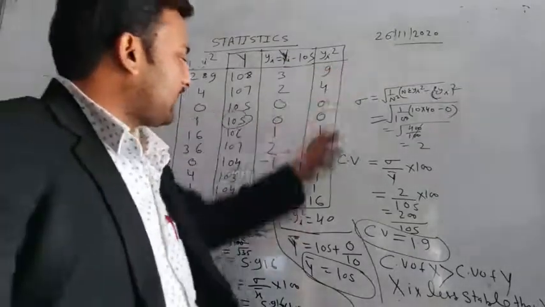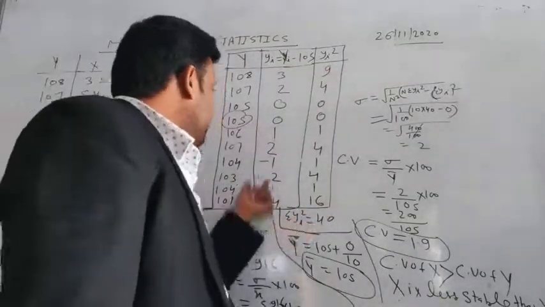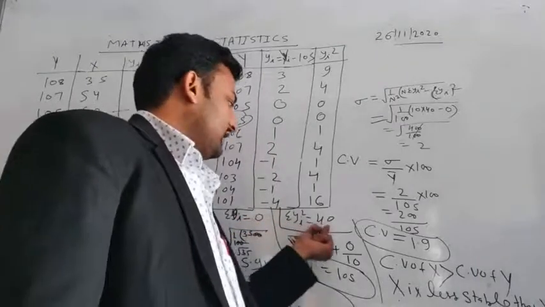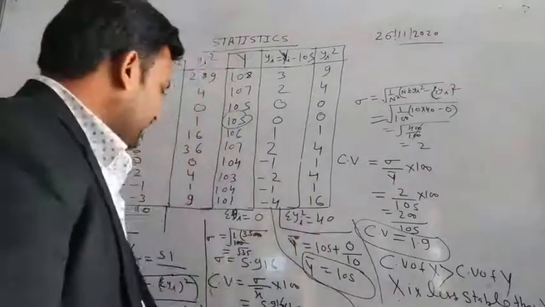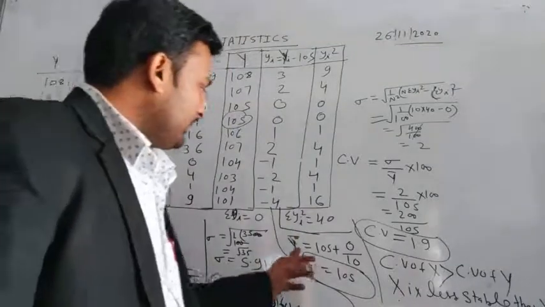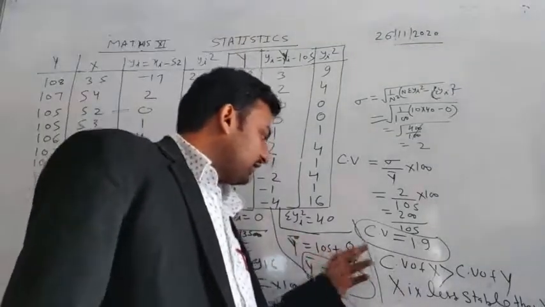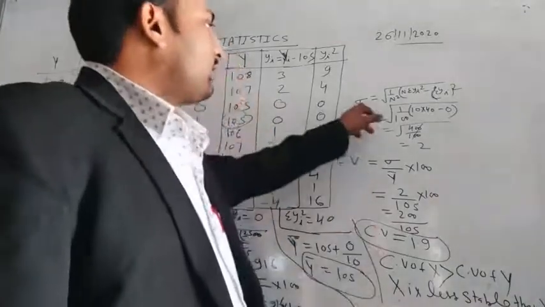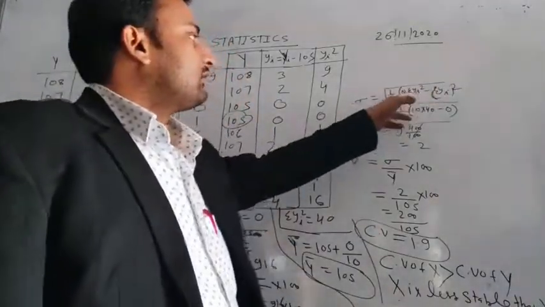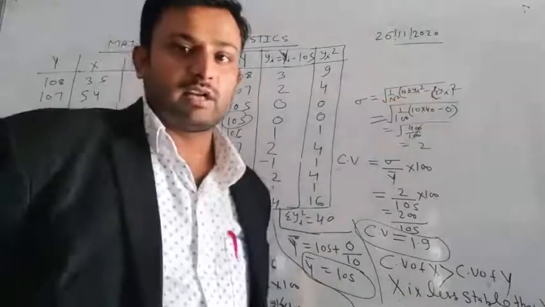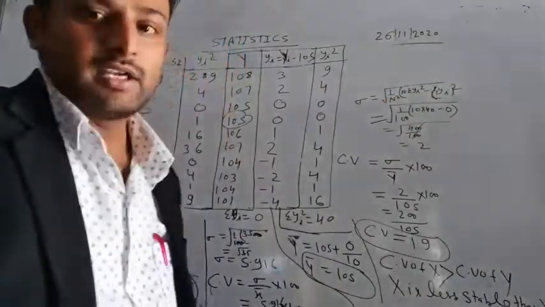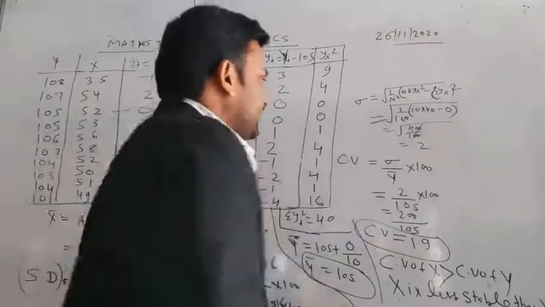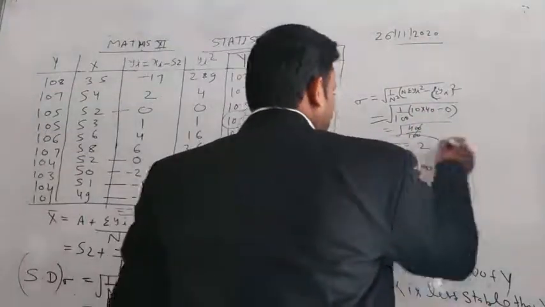So yi square is this. Now the sum of this is 0, and the sum of this is 40. Now we will find the mean. Y bar is 105 plus 0, so the mean will be 105. Now we will find sigma, the SD, which is 1 by n square times the summation of yi square minus the summation of yi whole square. Now we will put in all the values, and we are seeing that our sigma is 2 from here.